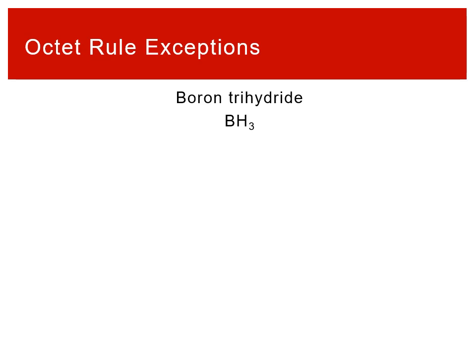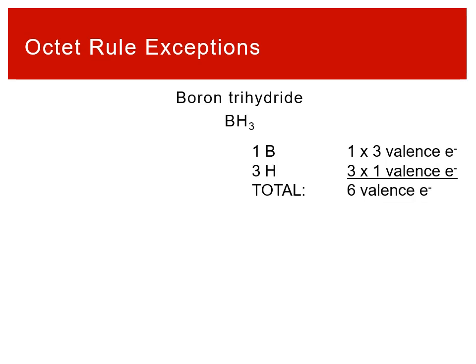Boron trihydride, BH3. Figure out the valence. Boron has 3. Each of the hydrogens has 1, 6 total. Boron's going to be in the middle. We also know that hydrogen can't be in the middle, so boron has to be in the middle. If we attach all those with single bonds, we're done.